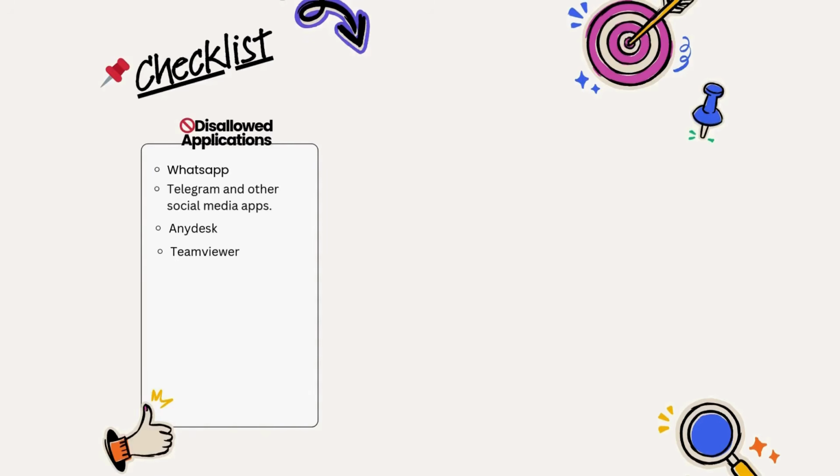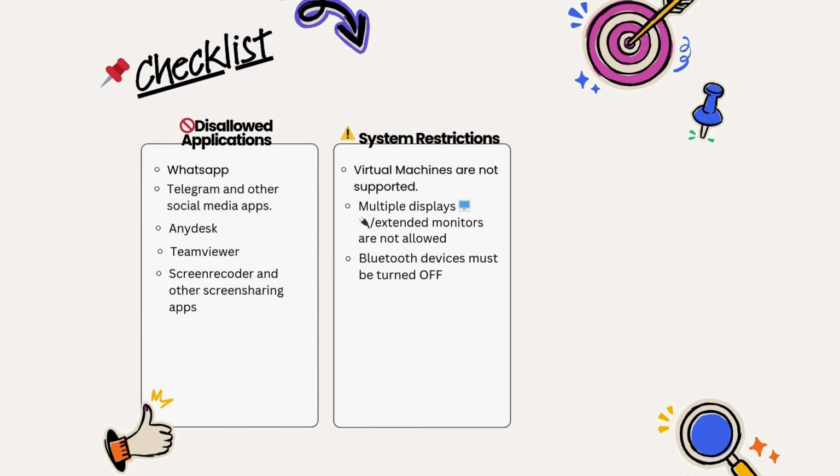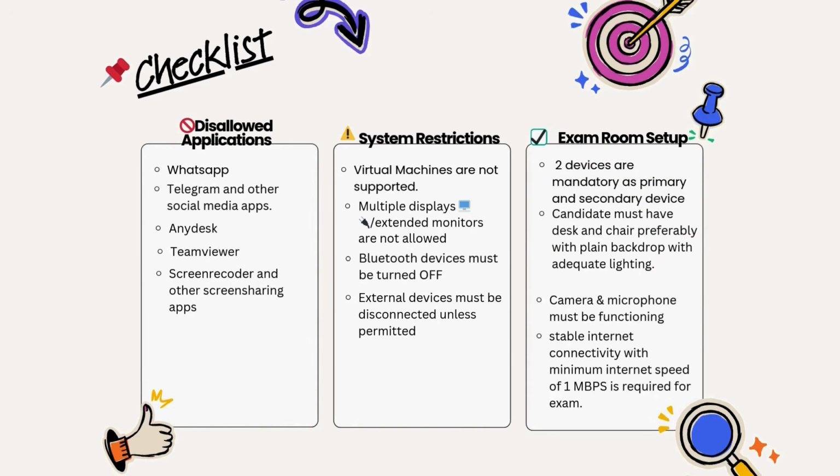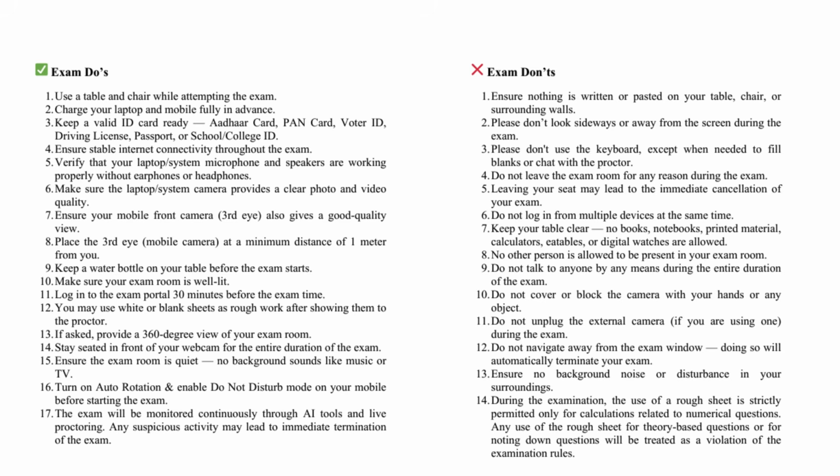Uninstall all the disallowed apps such as WhatsApp, Telegram, AnyDesk, and other screen sharing apps. System restrictions are that virtual machines, Bluetooth devices, and other external devices are not allowed. Set up your exam room with stable internet, a camera, and a microphone that must be functioning. Read the instructions carefully before starting the exam. Ensure a stable internet connection with at least 1 megabit per second speed for smooth audio and video.